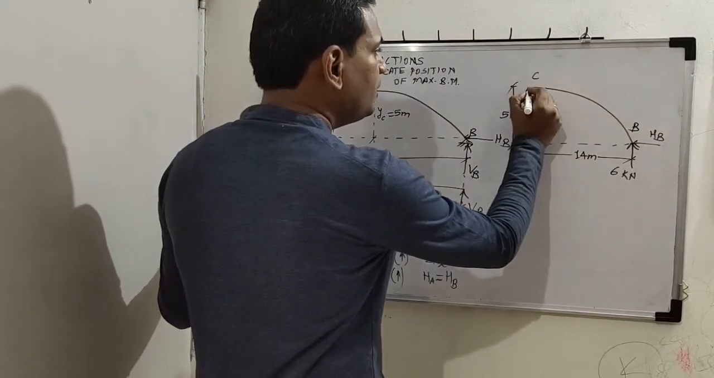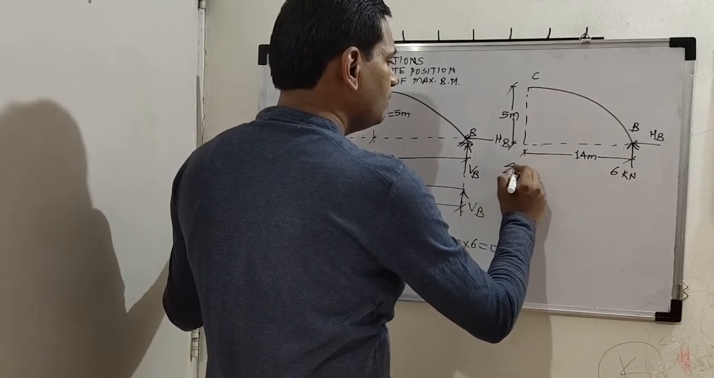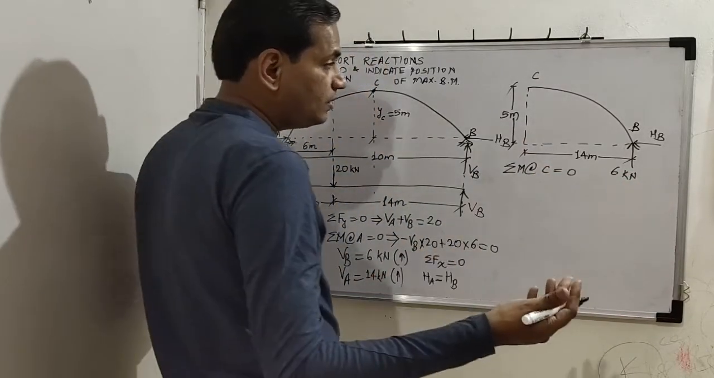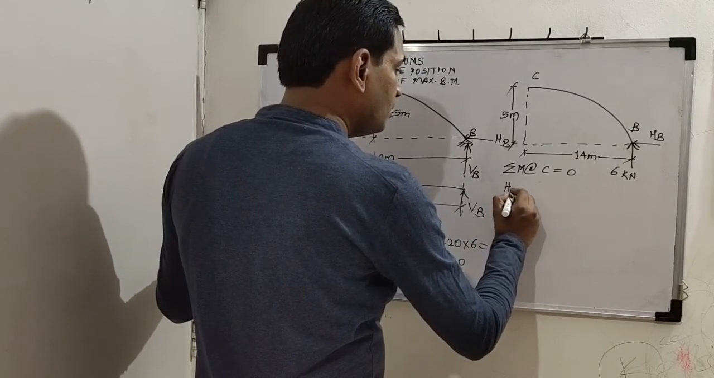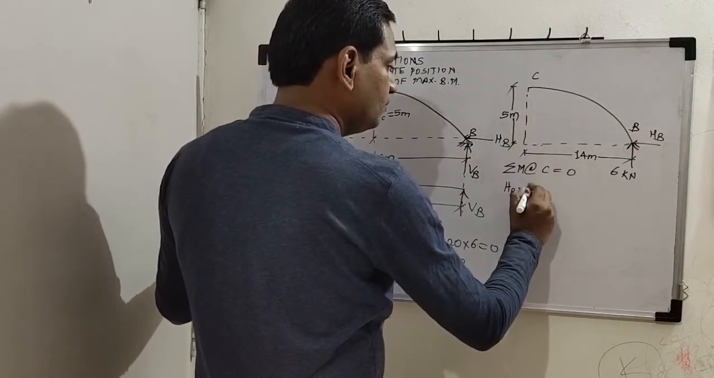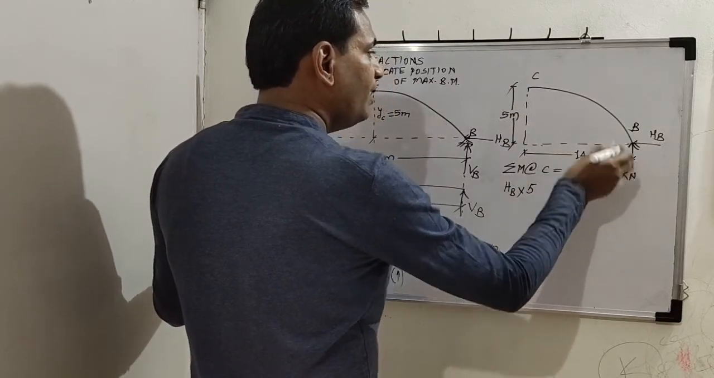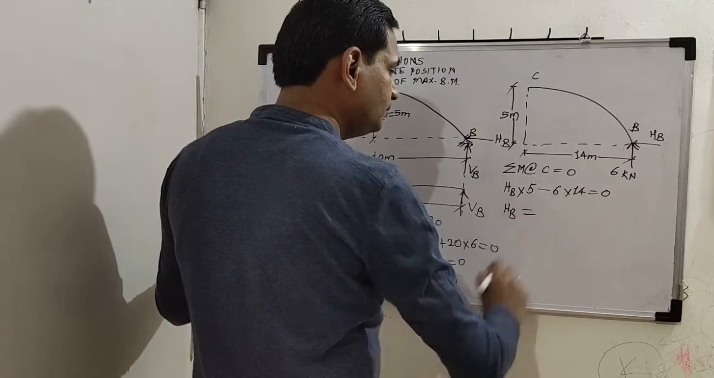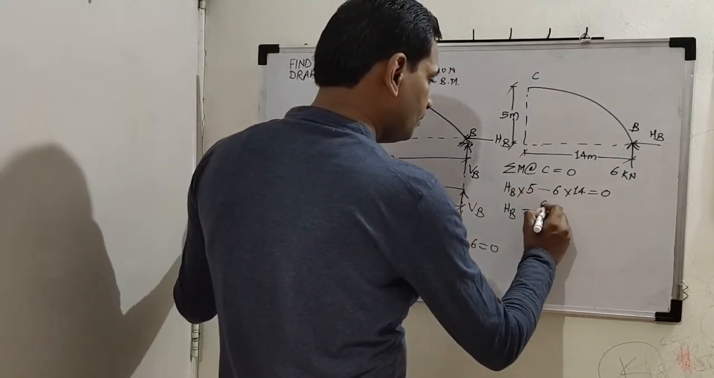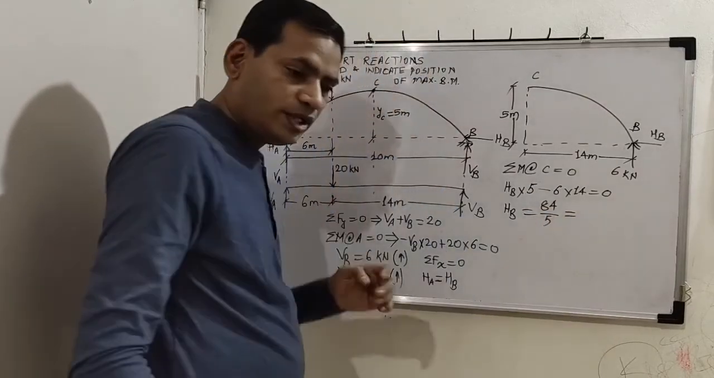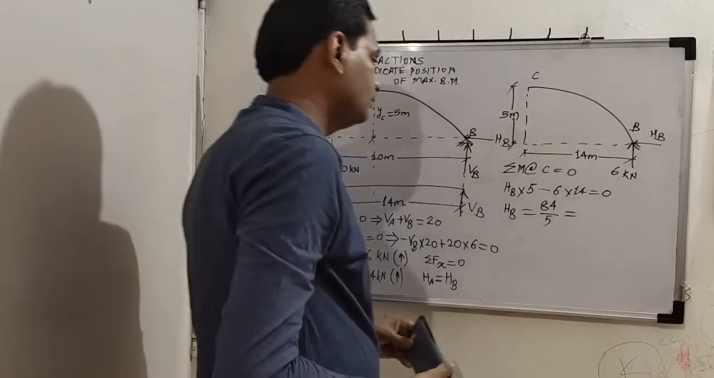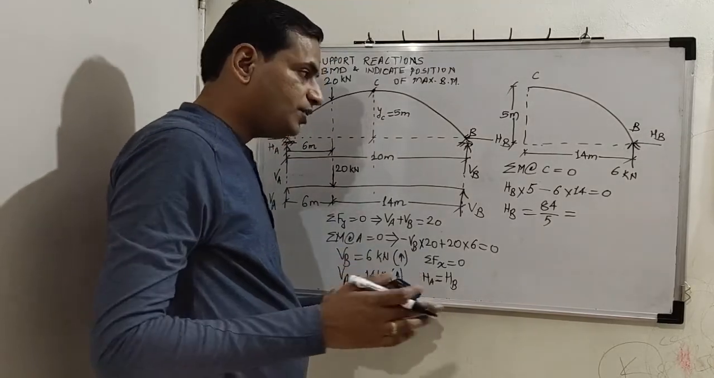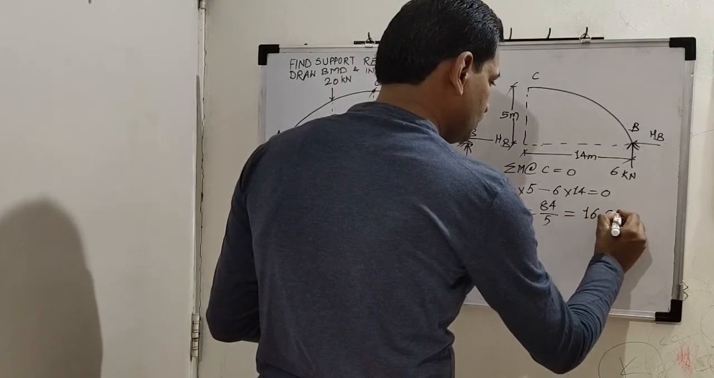So for this free body diagram of the arch, now we will apply the equation of equilibrium of moment, correct? Summation of moment about C. That is what our condition is as per yesterday's discussion. So HB into 5 and 6 into 14 will be anti-clockwise, so negative. So minus 6 into 14. So how much is HB? 84 upon 5, correct? So let us calculate. So 84 upon 5 is how much? 16.8. Correct?